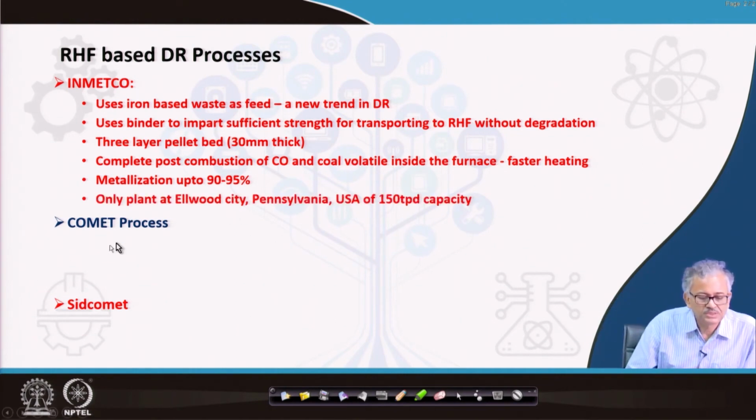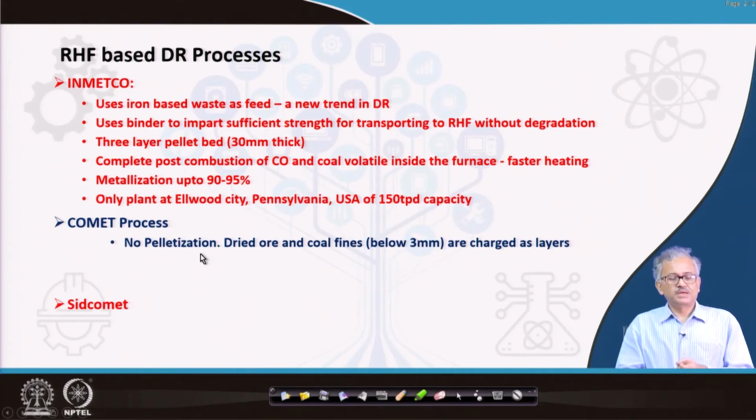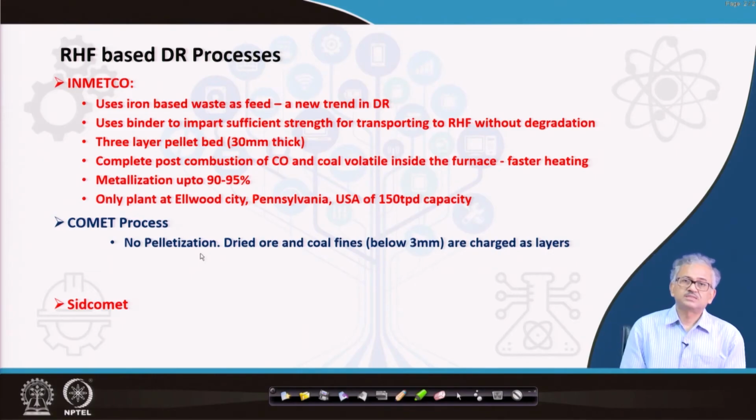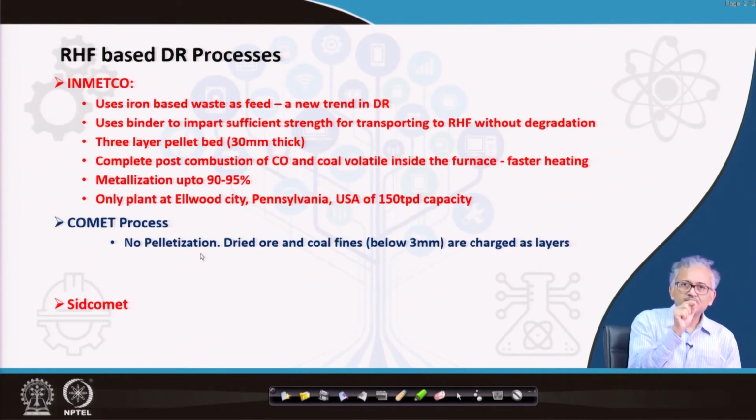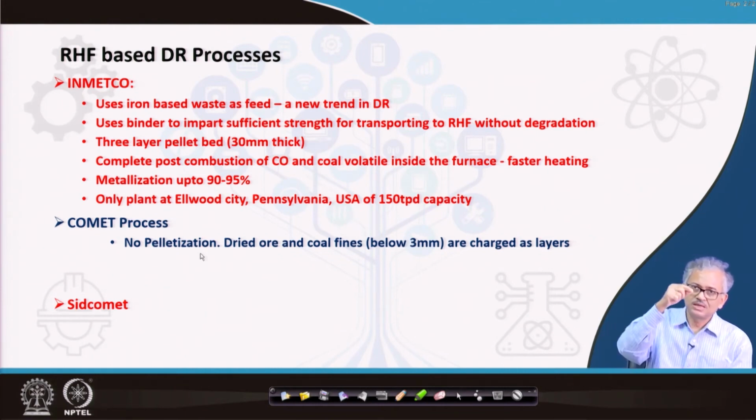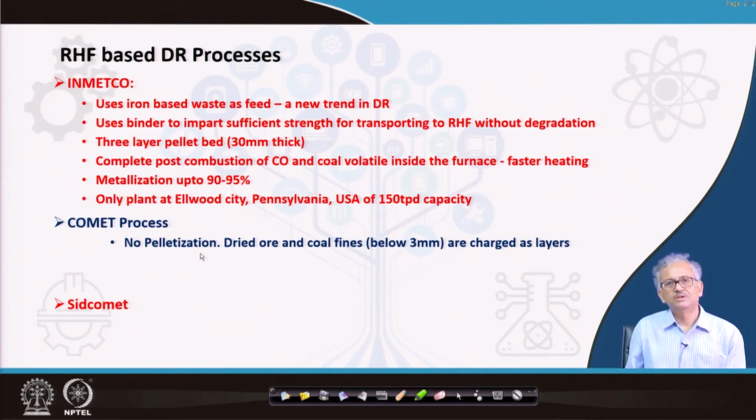Then comes the Comet process, and the only plant is at Ellwood City, Pennsylvania, USA, with 150 tons per day capacity. In the Comet process, no pelletization is done. Dried iron ore and coal fines are charged as layers over the hearth: iron layers, then coal layers, then iron layers. Okay, and then you heat it, and the coal will gasify and give CO gas, and this carbon monoxide will move into the layers, top and bottom, and then it will reduce the iron ore. Okay, that is the Comet process.